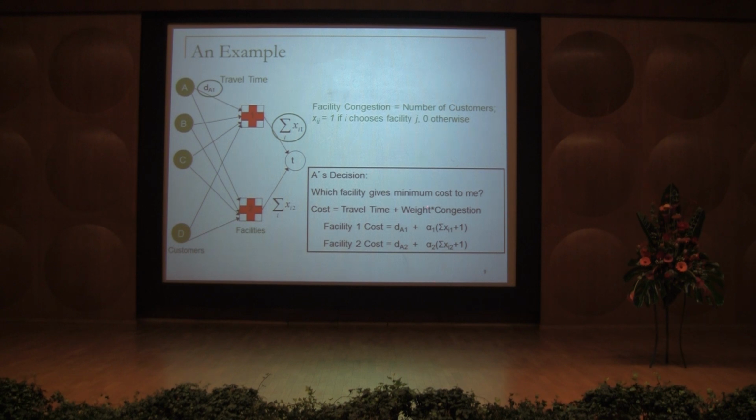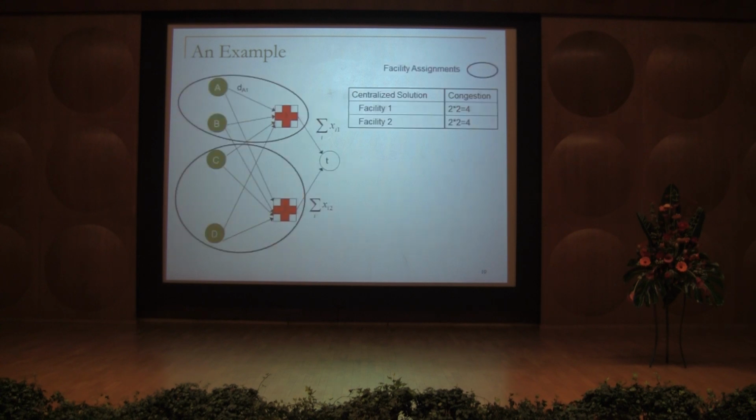subject to this congestion weight. Now, from the centralized planner's perspective, there might be a different distribution of individuals across facilities than what the individuals would choose on their own. And we see this in a couple of example assignments of individuals to facilities. So the congestion in the entire network, if the 4 individuals split themselves equally between the 2 facilities, is a congestion of 2 experienced by each of 2 individuals at each of 2 facilities, so a total of 8 units of congestion.